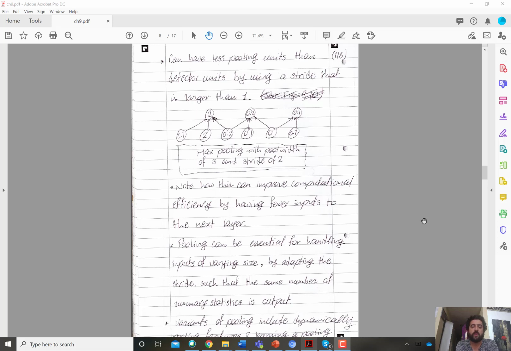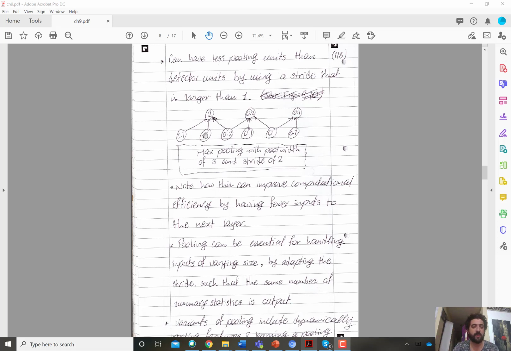Hi everyone. So in this video we discuss pooling with a stride, and what stride means is that basically the shift, or what's called the stride, between different pooling units is more than one, right? So you can think basically of two extremes. One is having this stride equal to the pool width, right?